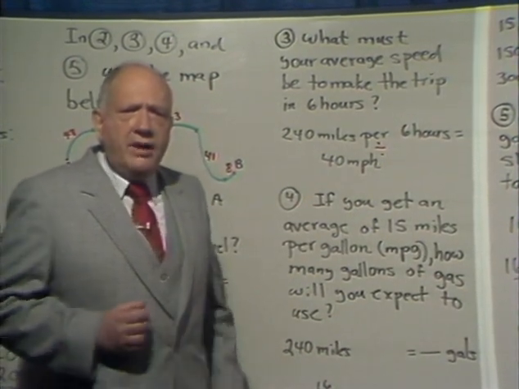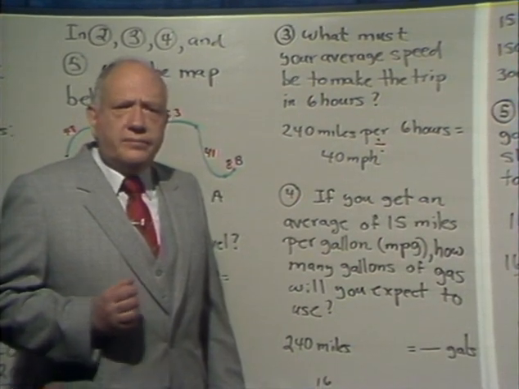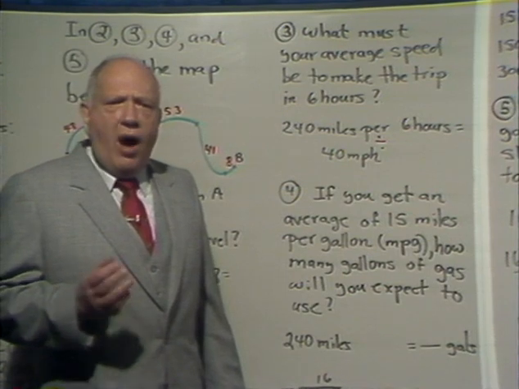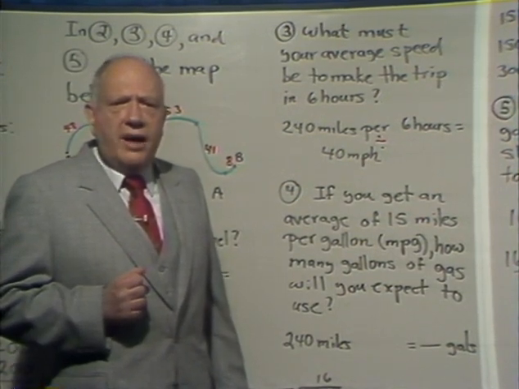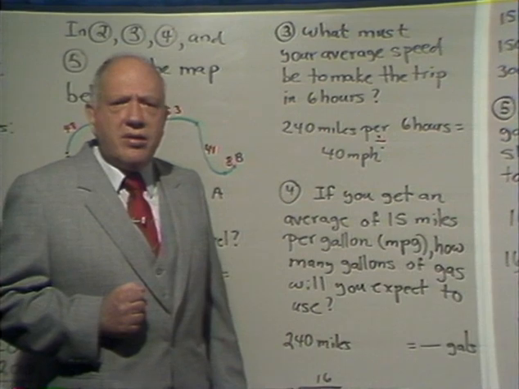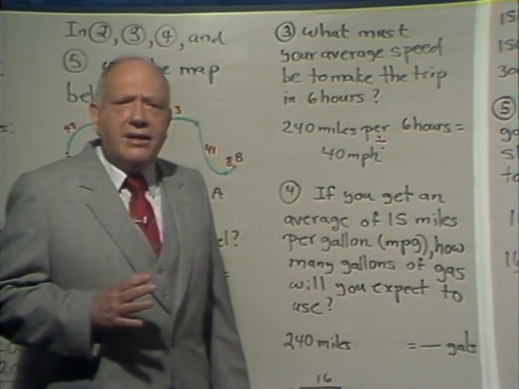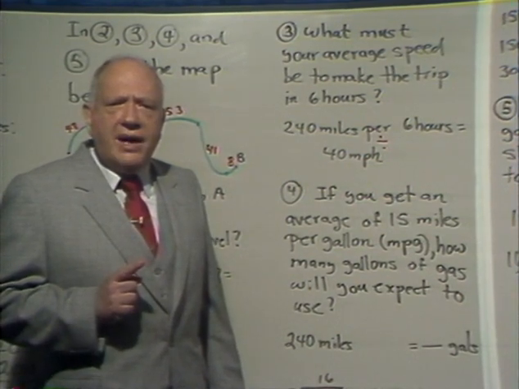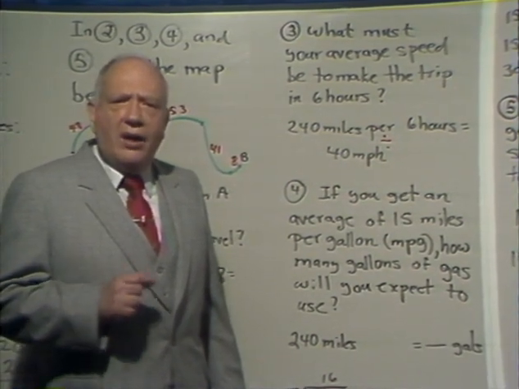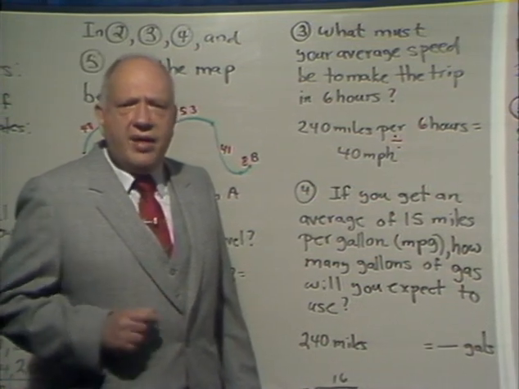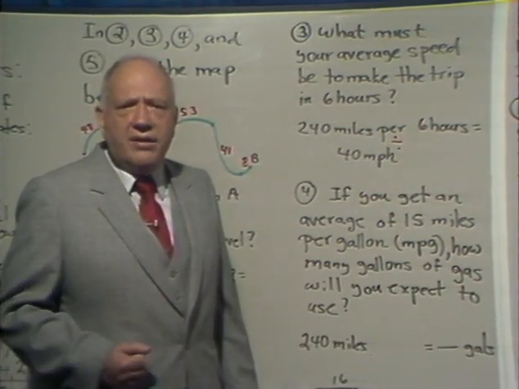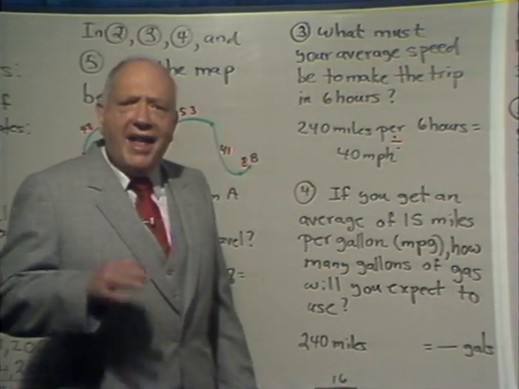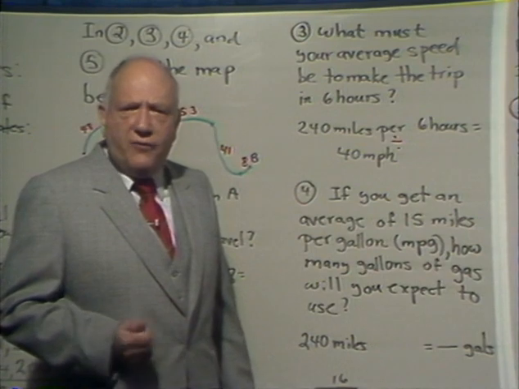Notice, by the way, how many times in life we say, how fast must I go to make the trip in 6 hours? How often does a person in the real world say something like, I want to get there in exactly 6 hours? Usually you say, I want to get there within 6 hours. But the trick is, to find out how to get there within 6 hours, you find out how fast you have to go to get there in exactly 6 hours, and anything faster than that will get you there before the 6 hours.